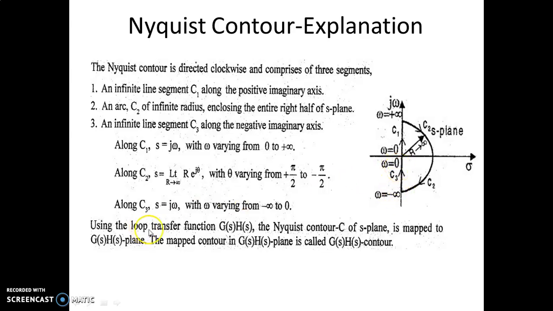Using the loop transfer function G of S into H of S, the Nyquist contour in the S-plane is mapped to the GH plane, that is, the G of S into H of S plane. The mapped contour in the G of S into H of S plane is called the Nyquist contour, or we can say the G of S into H of S contour.